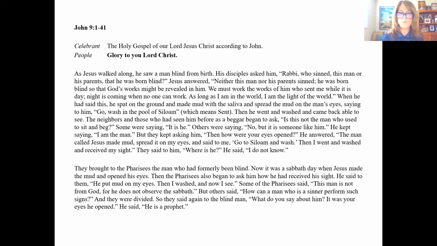We must work the works of him who sent me while it is day. Night is coming when no one can work. As long as I am in the world, I am the light of the world." When he had said this, he spat on the ground and made mud with the saliva and spread the mud on the man's eyes, saying to him, "Go wash in the pool of Siloam," which means sent. Then he went and washed and came back able to see.